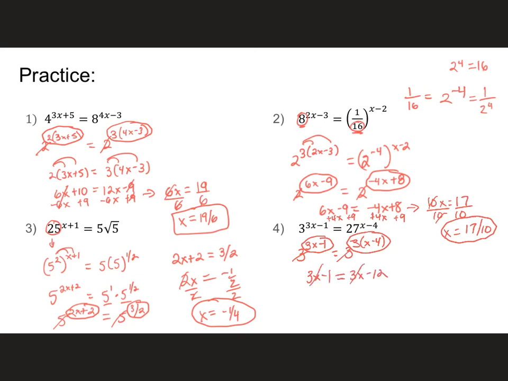And the 3x's drop out, and I'm left with negative 1 equals negative 12. And since the variables canceled out, this is one of those special cases. And since negative 1 clearly does not equal negative 12, this is a no solution problem. Which means no matter what I plug in for x, it's never going to satisfy both sides of the equation.